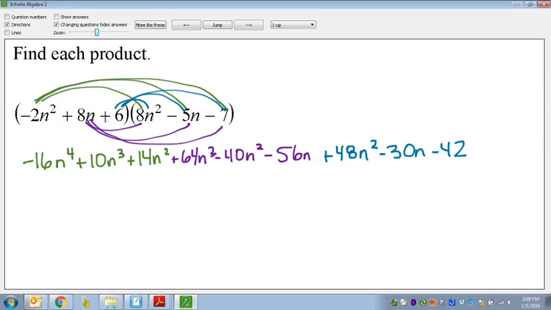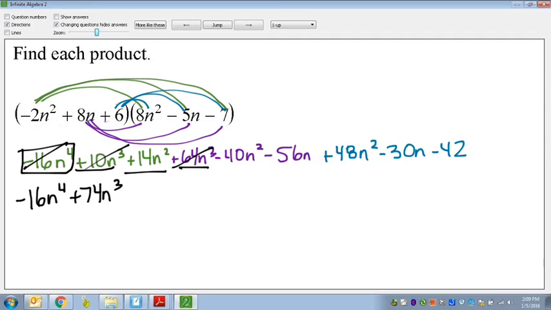Okay. All right, so there we go. Those are all my terms. All right, let's combine like terms together. Okay, n to the fourth is the only one like it. So we write negative 16n to the fourth. Okay, let's see, I have an n cubed, just those two. Okay, so that leaves me 10 plus 64 is 74n cubed.